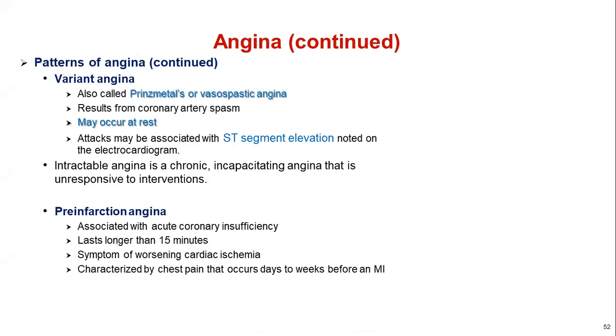So the variant angina is related to coronary artery spasm and can occur even during rest. We have to remember it. And the last one is called pre-infarction. So just before myocardial infarction, this is the pre-infarction, associated with acute coronary insufficiency and lasting longer than 15 minutes. Symptom of ocean of cardiac ischemia.